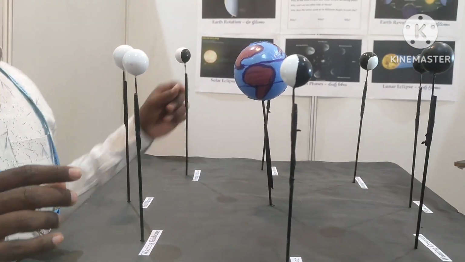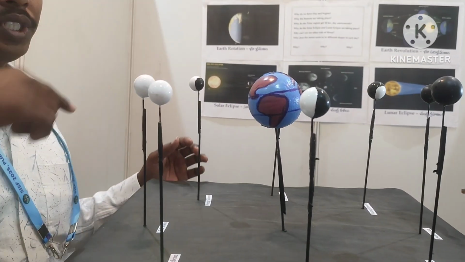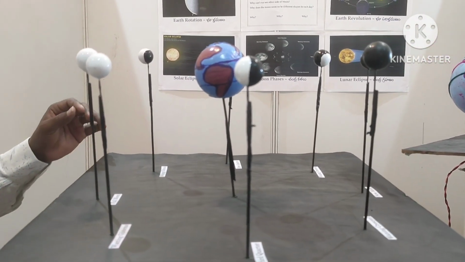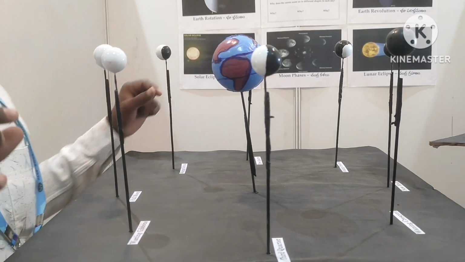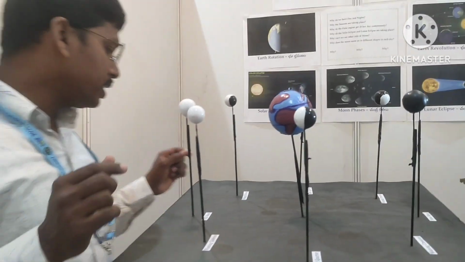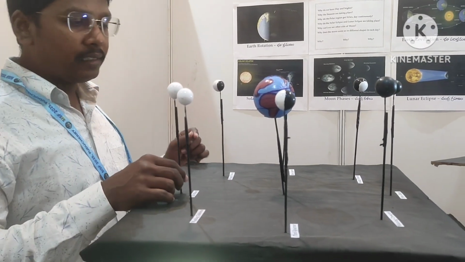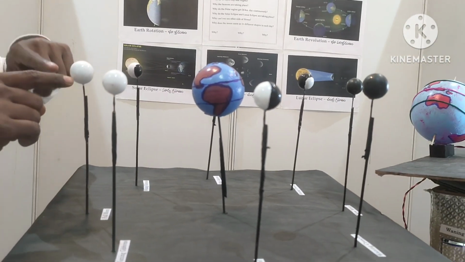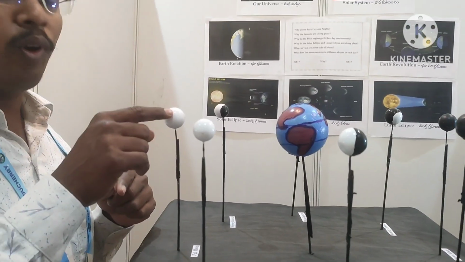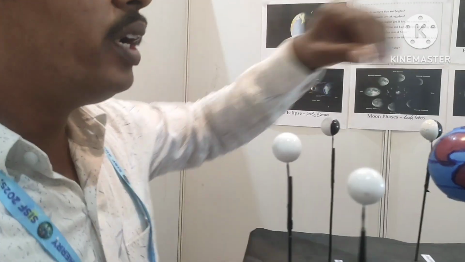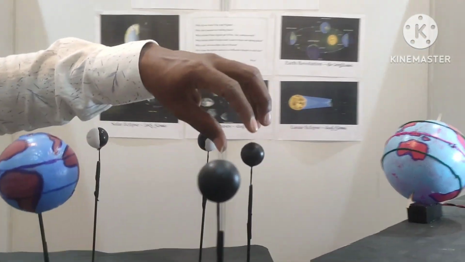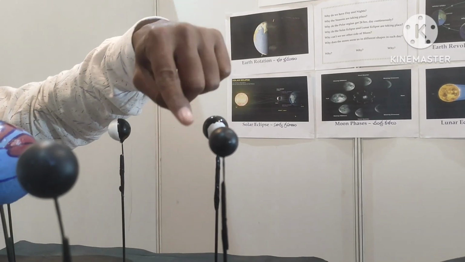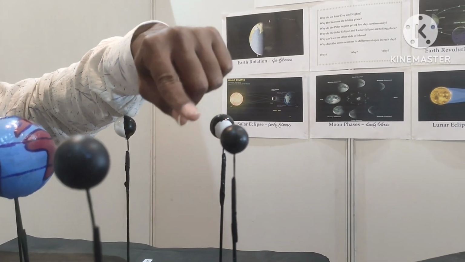So this is the Earth, and these all are the moon shapes. When the moon goes around the Earth, when the position changes, the shape of the moon also changes. For example, when the moon is here, the sun is falling from there. When the moon is here, we can see full moon, that is full moon day. When the moon is here, we cannot see the moon because the sun rays are falling on the other side of the moon. So this is the new moon day. We cannot see the moon.